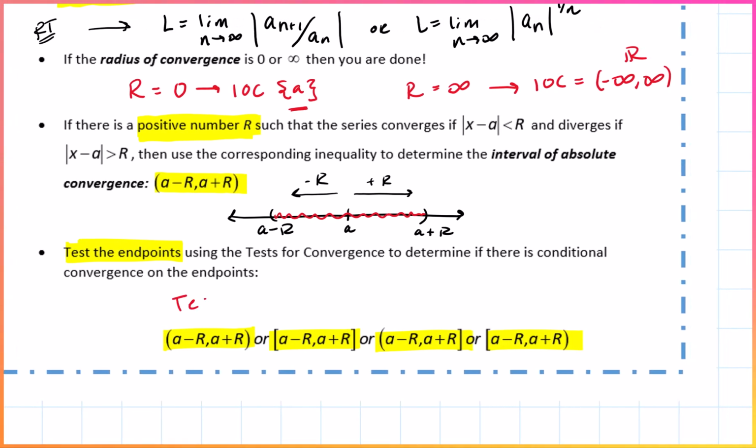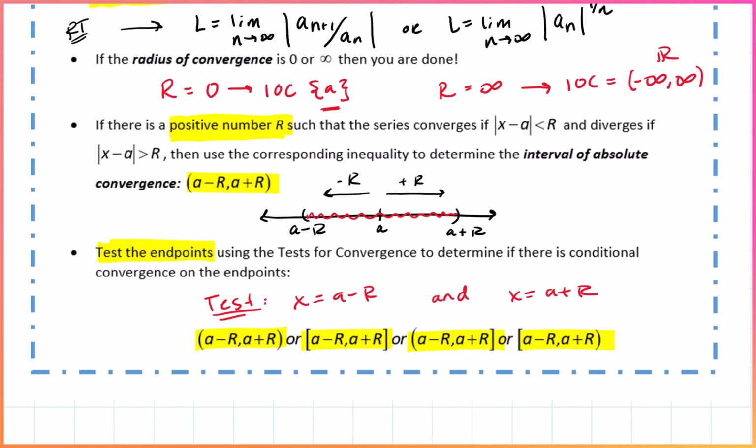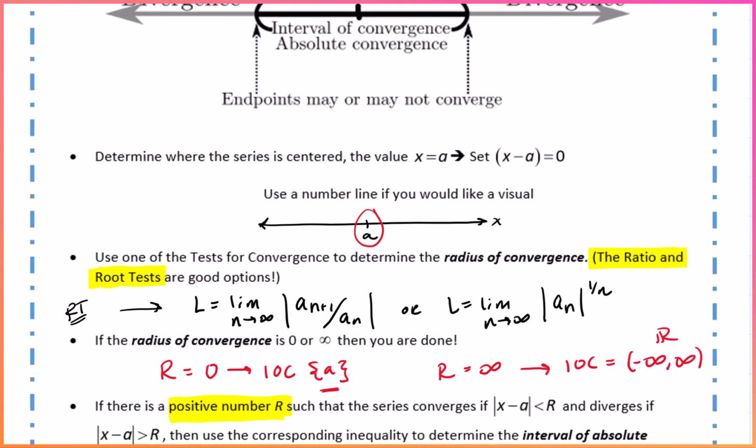So we need to test x equals a minus r and x equals a plus r. So we will test each of the endpoints to determine if we can include them or not include them in our interval of convergence. Okay, so those are our possibilities.